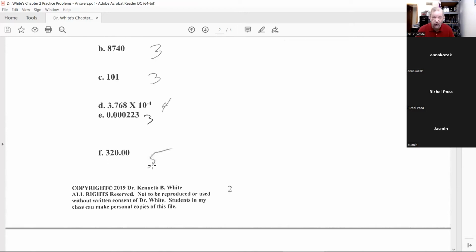Zeros at the end with a decimal point present are always significant. Zeros at the end with a decimal point are always significant. So if we look at F, we have 2 non-zero numbers. So that's 2 significant figures. Well, now we have a decimal point and 3 zeros at the end. So the answer is 5 significant figures.